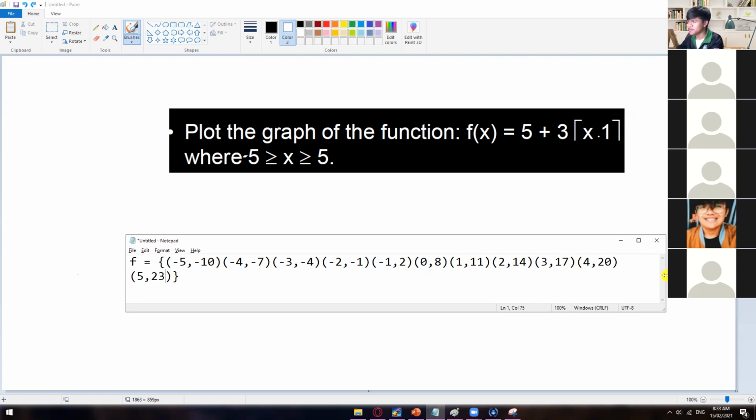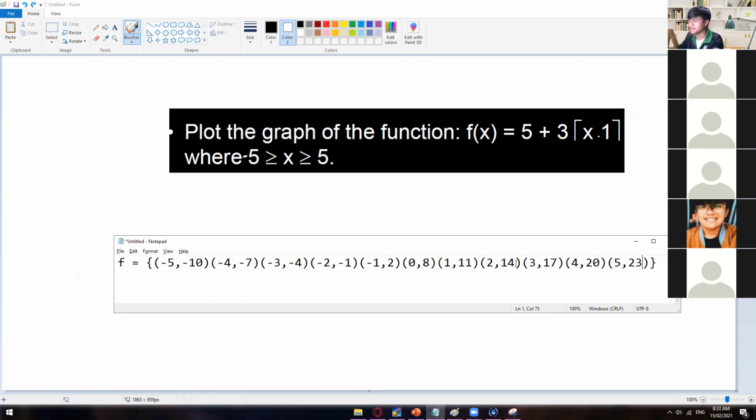So if you are not convinced that this is the correct ordered pairs on every number for your x, please verify those. All right.